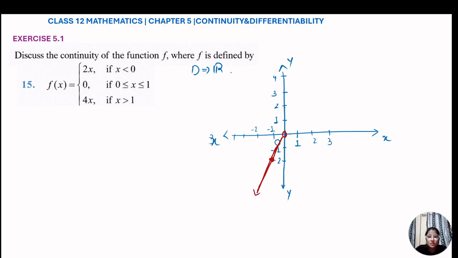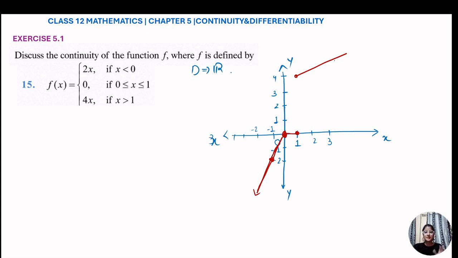Now for closed 0 to closed 1, the function is defined as 0. So this is 0, and at 1 also the function value is 0. Beyond 1, it is defined as 4x. This will be open at this point because at 1 it takes the value 0. And this will be like this.